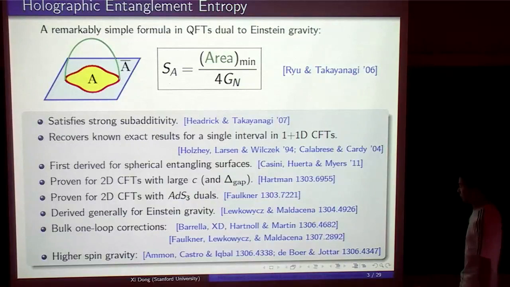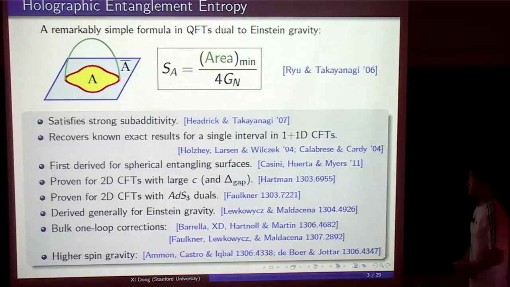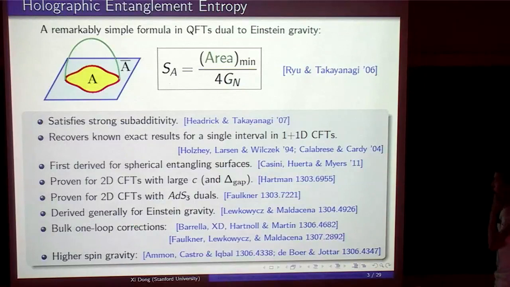And going beyond this formula, one can consider one-loop corrections in the bulk. As we know, this formula is a large N result. It is a leading result in the large N limit. And one can ask, what is the leading 1 over N correction to that? This can be done in certain cases by computing one-loop corrections in the bulk. In particular, we did that for the 2D CFT case.